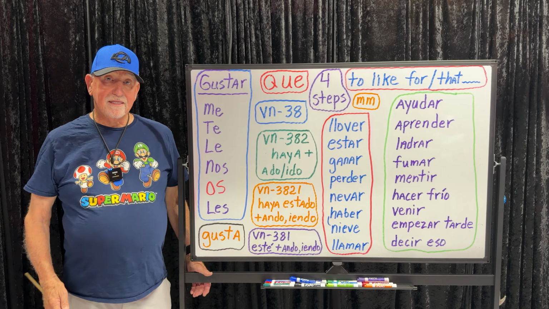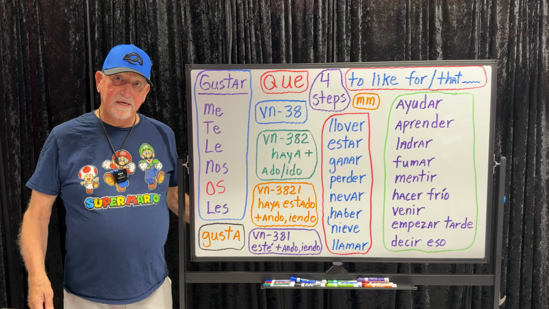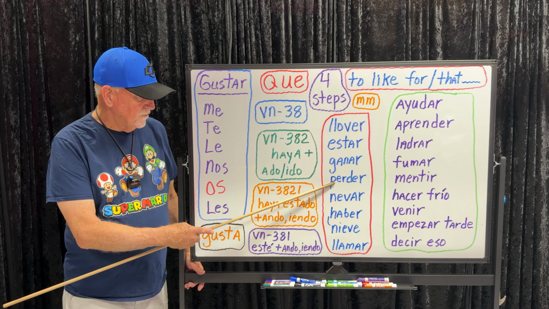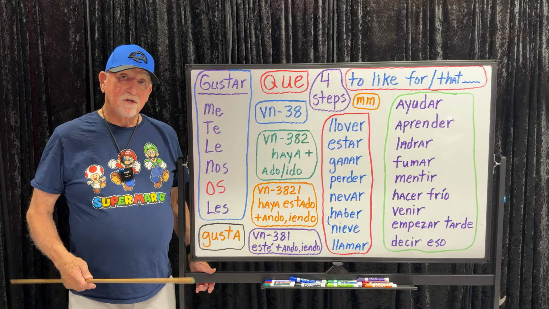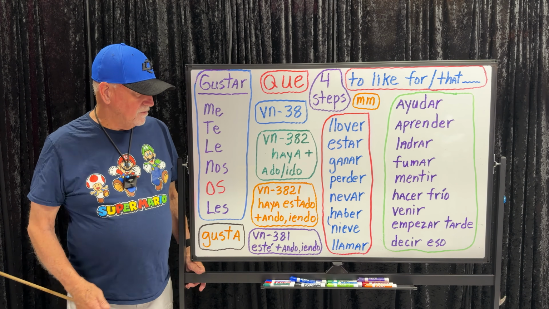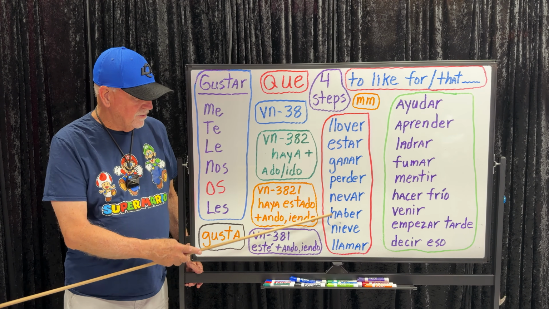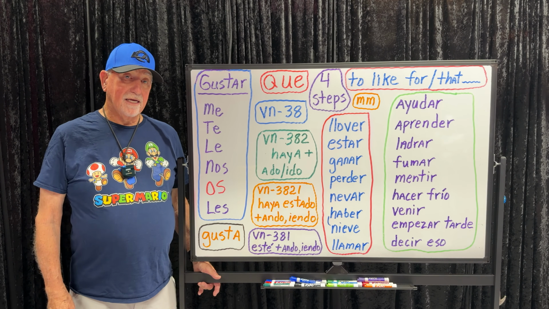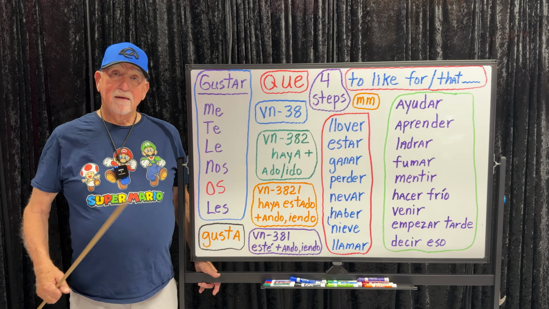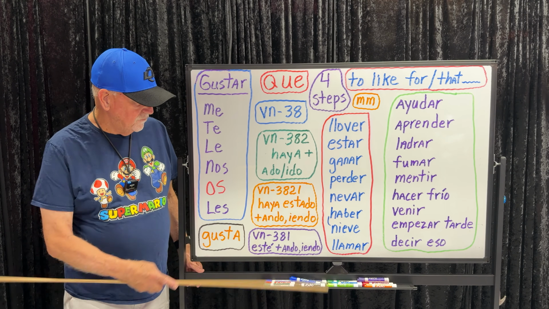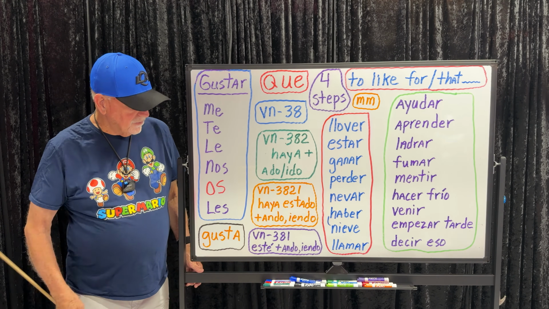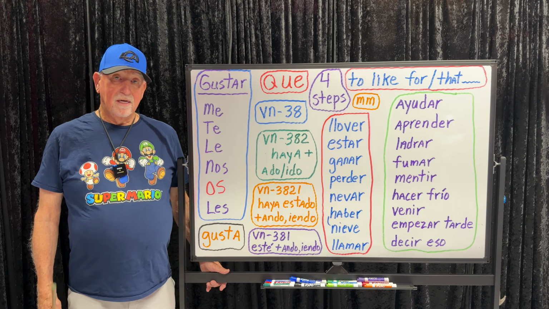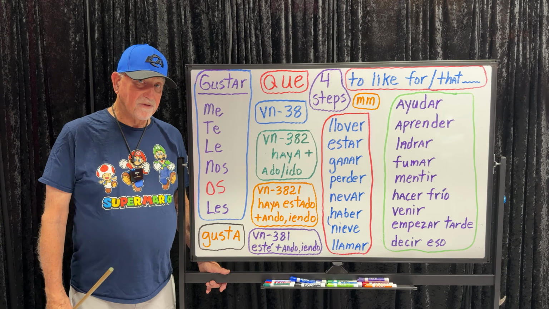Ganar. I don't like that we haven't won. No me gusta que no hayamos ganado. I don't like that they have lost. No me gusta que hayan perdido. I like that it has rained. Me gusta que, that it has snowed. Me gusta que haya nevado. I like that there has been snow. Me gusta que haya habido nieve.